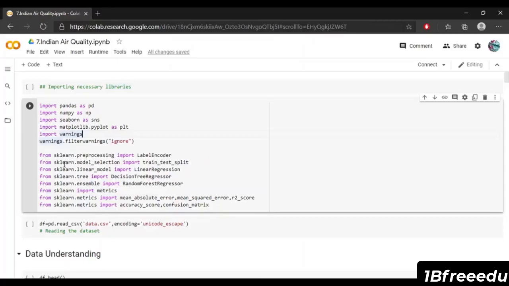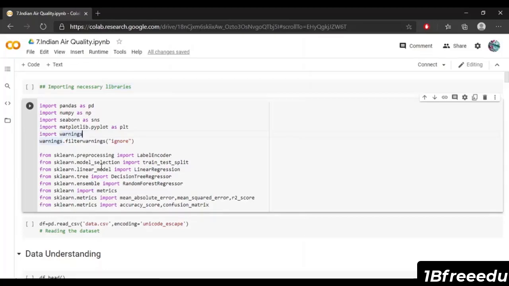And then we have imported train test split from sklearn.model_selection. What this does is that it will help us to split our data into training and testing parts, which can be used to run machine learning models and compare the actual values and predicted values. So this is what train test split does.